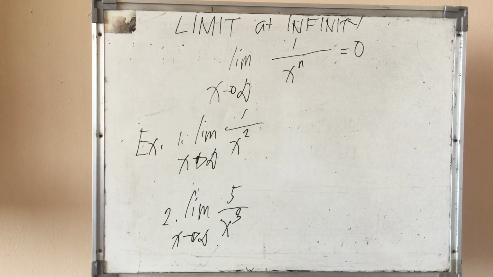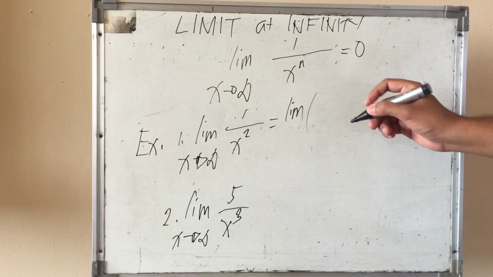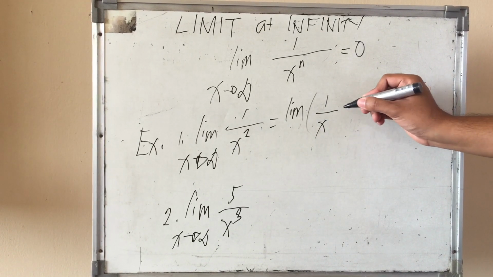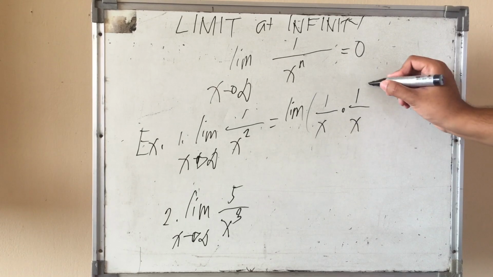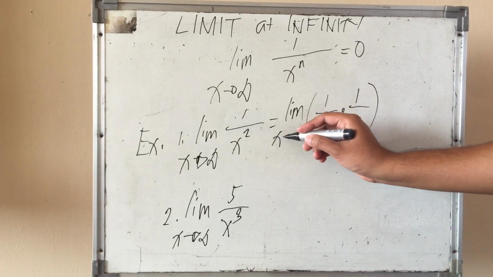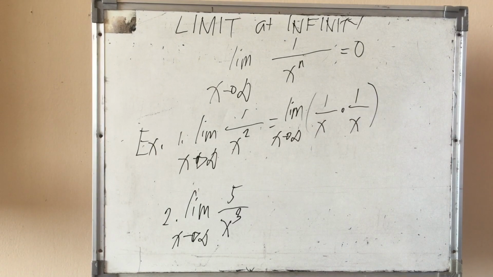Okay, so limit at infinity. The limit of 1 over x raised to n as x approaches infinity is equal to 0. So example 1, find the limit of 1 over x squared as x approaches infinity. Solution: this is equal to the limit of, let's separate 1 over x squared, like how you would separate from your boyfriend or girlfriend, 1 over x times 1 over x as x approaches infinity.